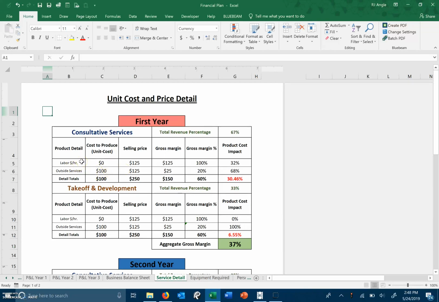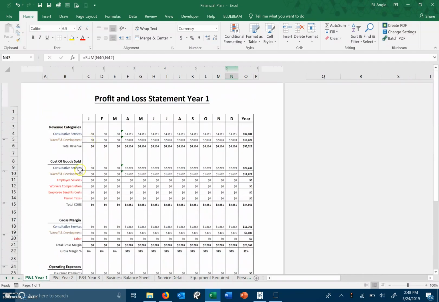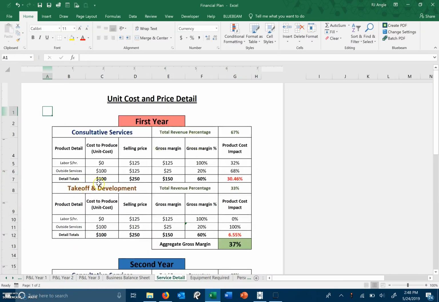Yours might include material in this. You could have in-house labor, you could have outsourced labor, you can have material, everything that summarizes really in any of your P&L sheets, your cost of goods sold, right here should be identified in your service detail sheet. So what is it costing you to produce your unit, whatever that may be? Again, minus time, I'm selling man hours. What does it cost you to get there? What is your sell price?